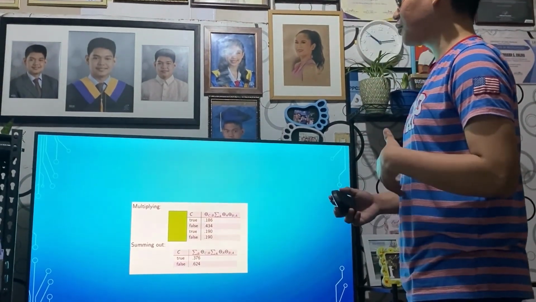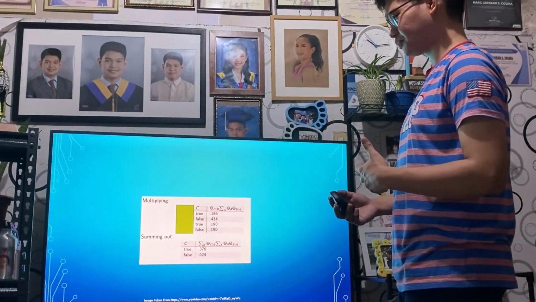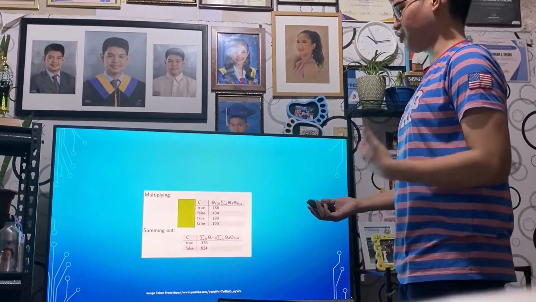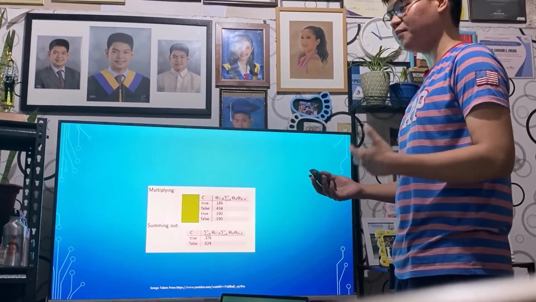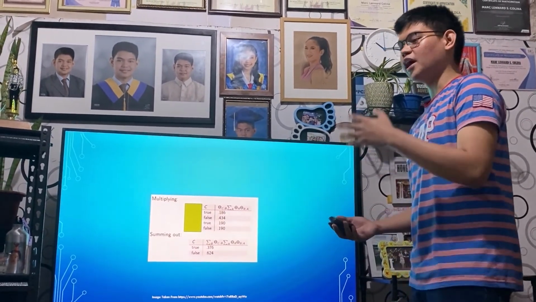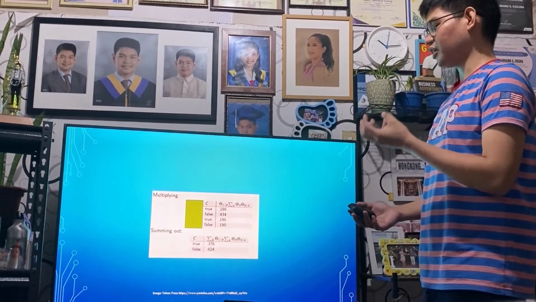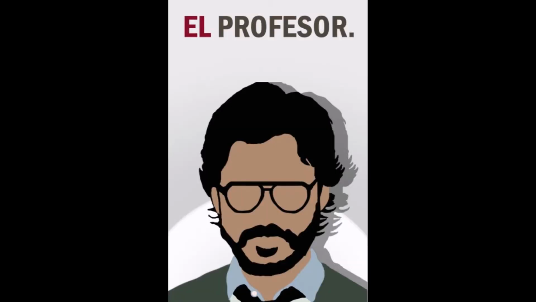So this is how variable elimination works. We just have to eliminate one variable after another until we have the variable we're concerned of left.